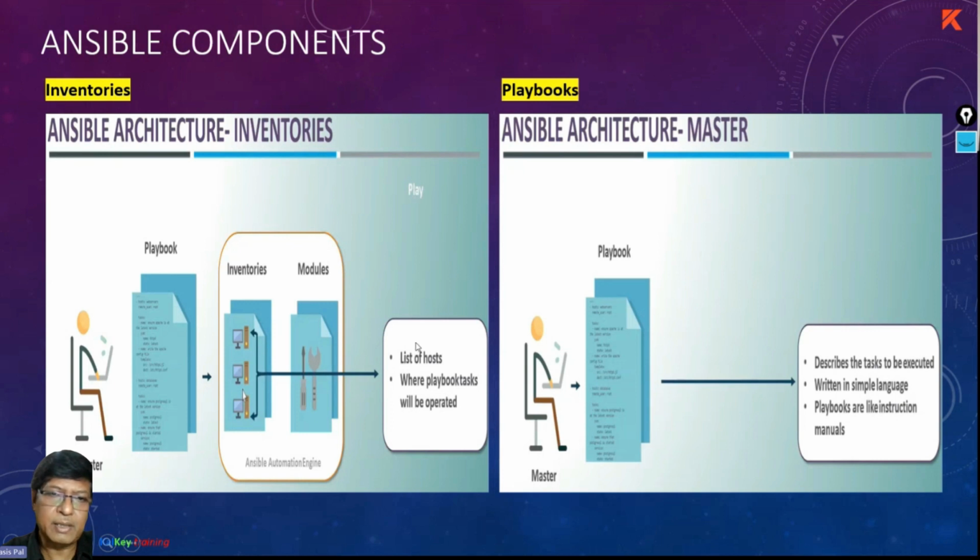So it will say that I have a list of hosts. I have 300 machines to be configured. So I have to give the information, IP addresses, Ansible host name. And so this is a very important part of the Ansible architecture. It is called inventory. And through the playbook, the tasks to be executed are described, written in a very simple language, which is, it's not a language, but it is called YAML.